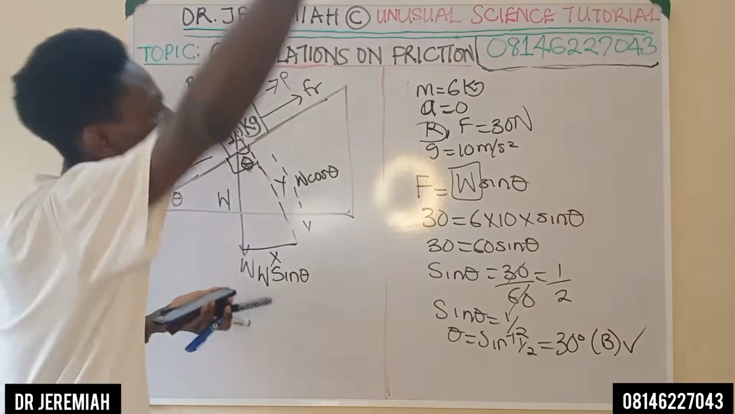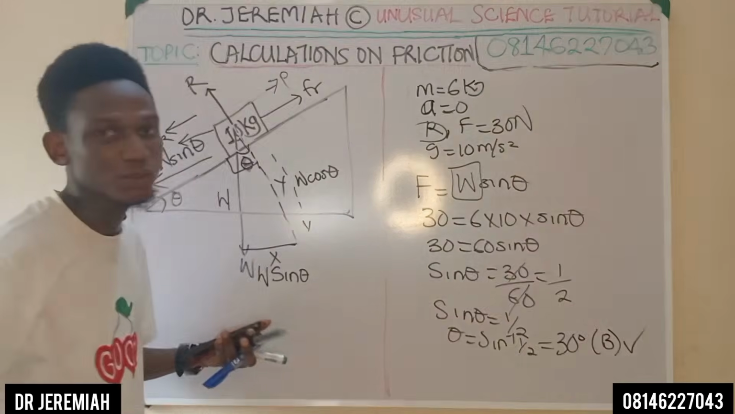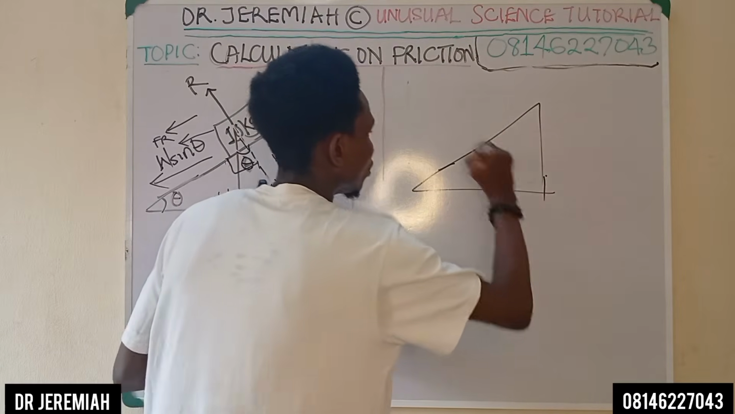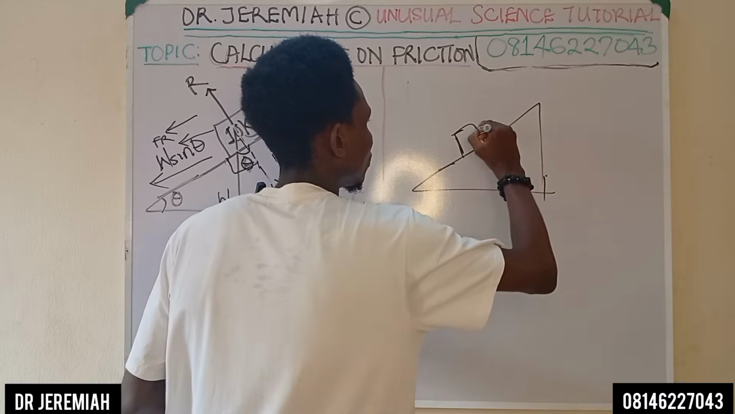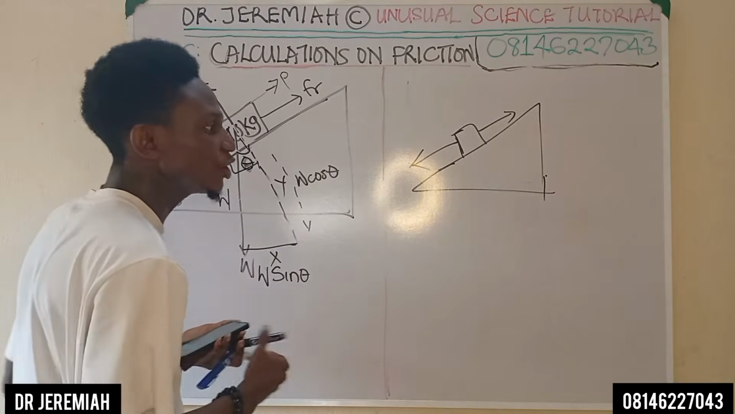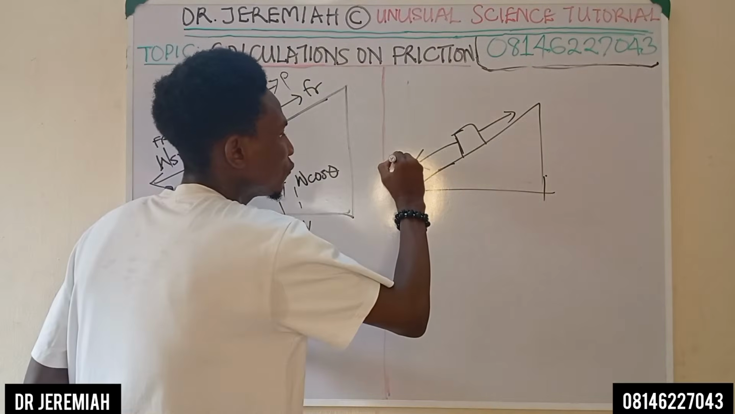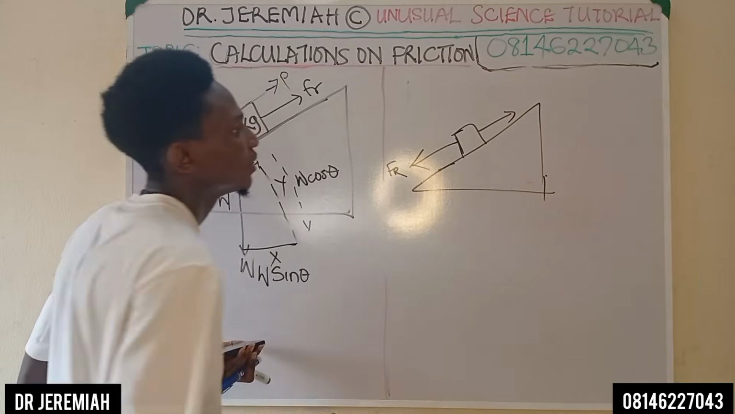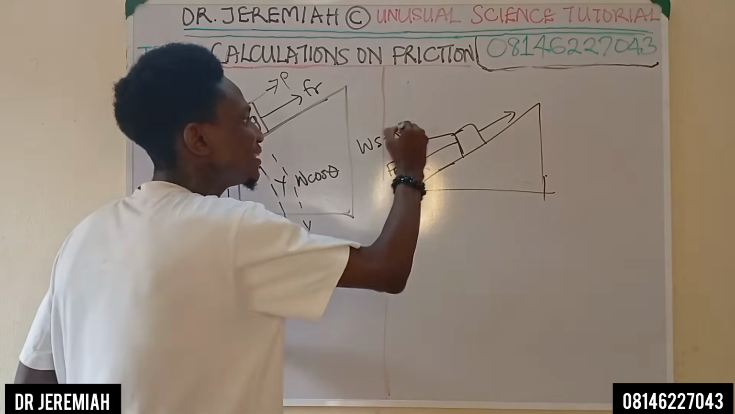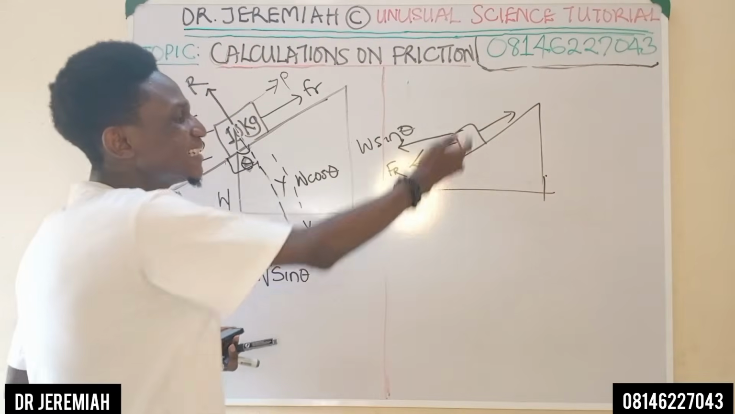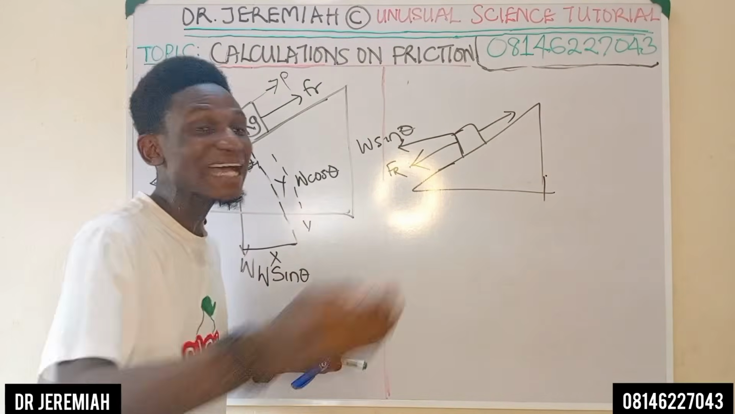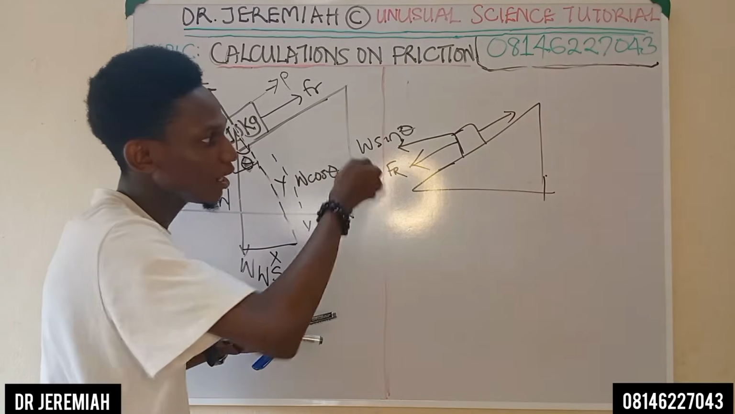I hope this does not confuse you. So if the body is pulled up an inclined plane, it means frictional force has to oppose the motion. So frictional force is going to be acting downwards. Your W sine theta is also still here. It's always here, please take note. That's the resolution of weight along the plane, the magnitude of the weight accelerating the body down the plane.